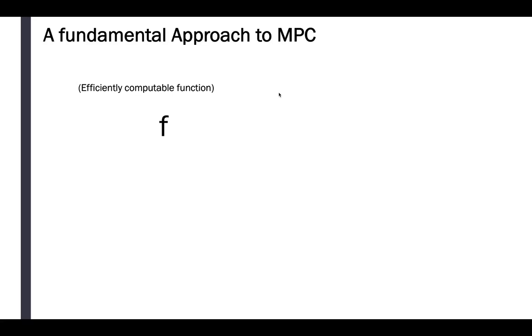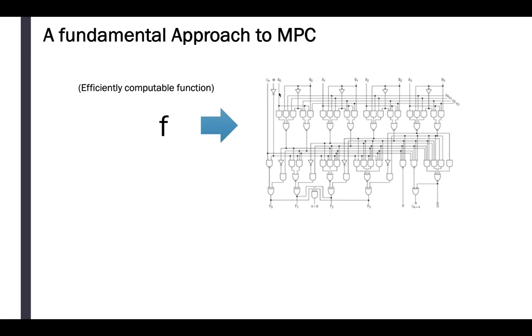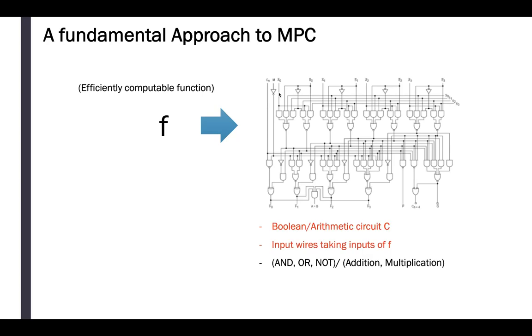So the first thing that we do before solving MPC is that we find an equivalent representation of the function f in terms of a circuit. The circuit can be either Boolean or arithmetic. In the Boolean world, it will consist of AND or NOT gates, the typical digital logic circuit. If it is an arithmetic circuit, it will consist of addition gates, multiplication gates, and so on. So this circuit will take inputs through the input rails and will evaluate a bunch of gates in topological order, and in the end it will assign values to the output rails, and this is the output of the computation that the parties wish to compute.